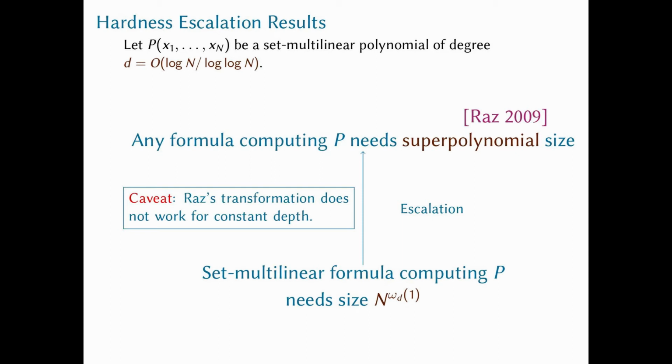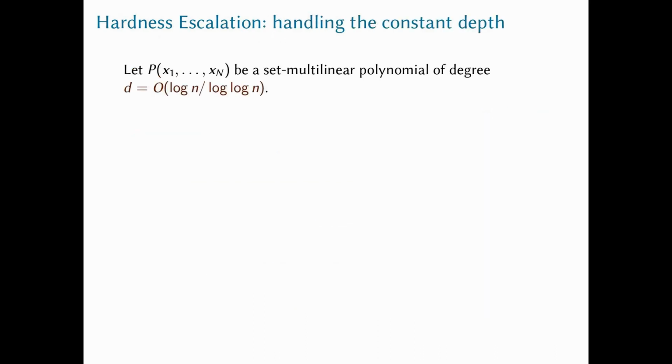So here it seems that there is a problem for us, because if we start with something which is generically of constant depth, in Raz's transformation it seems that we get something which is set multilinear, but not constant depth anymore. So it seems hard to use for us. So the first step is to transform Raz's proof to get something similar, but for constant depth. And in fact, that is doable.